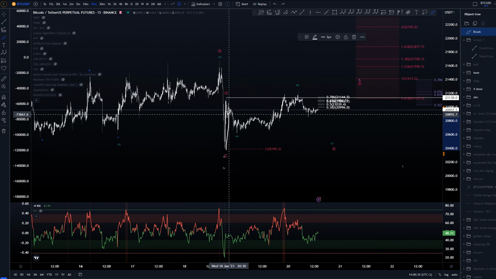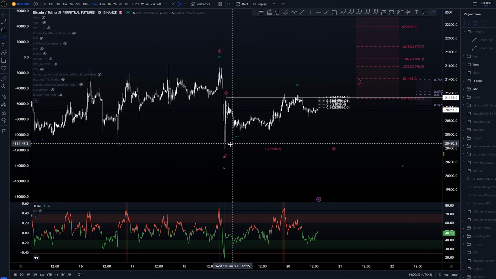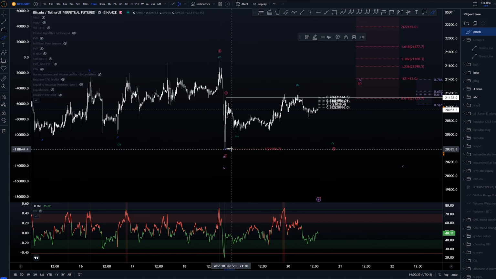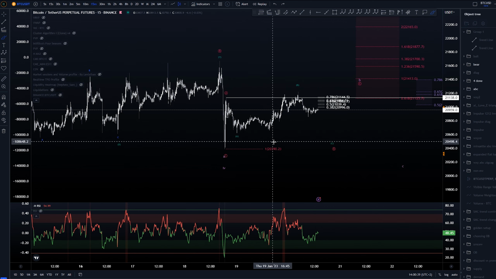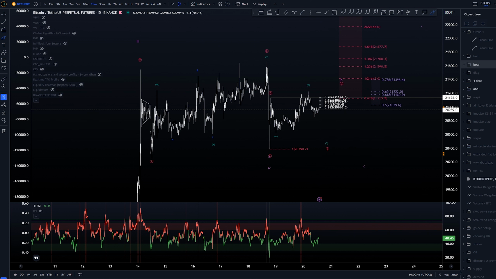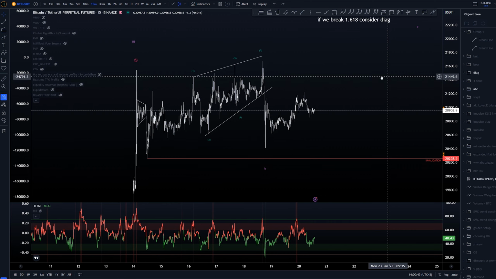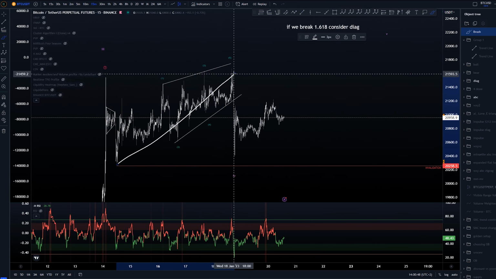The idea here was that this was a 5-wave structure into that wave A, so if we take out these lows here of around 20,385, then this is no longer the case, and this is something else. Let's take a look at those something-else scenarios. One of them is this one, where we had a potential 5th wave here.